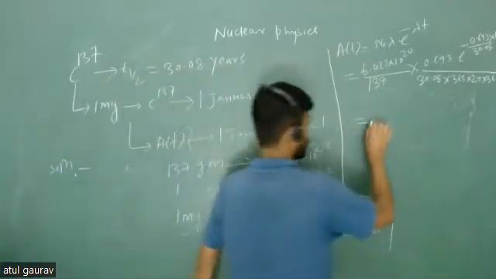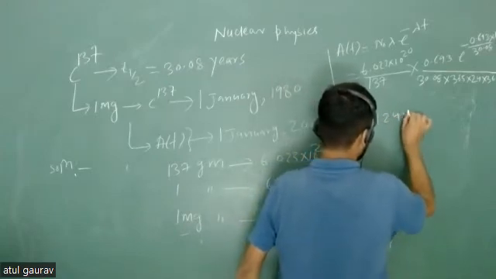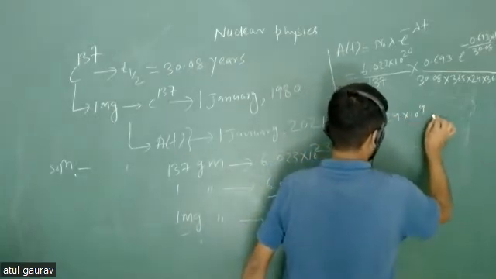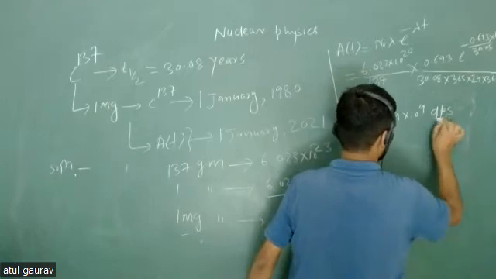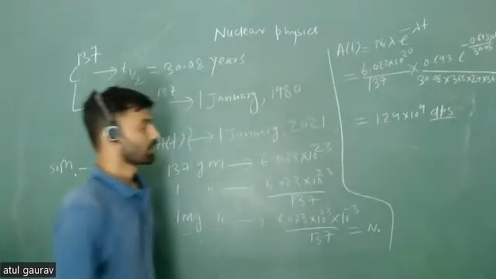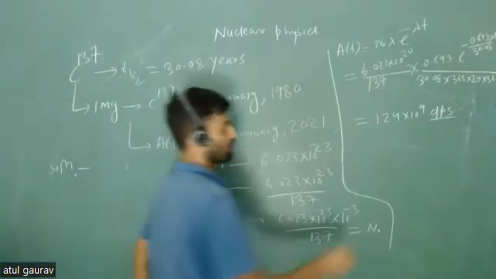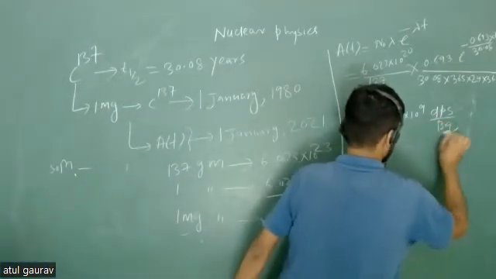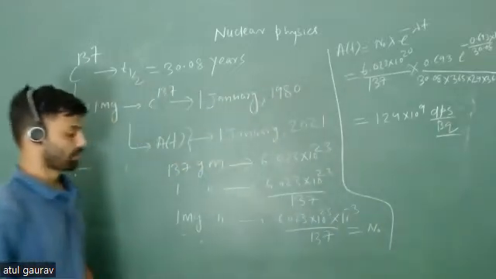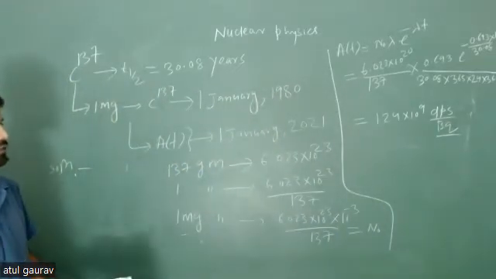So if you calculate it, it will be 1.24 into 10 to the power 9 DPS. DPS मतलब? decay per second. Good. So DPS means decay per second, or you can write becquerel also. Okay. Shall I proceed for next problem?